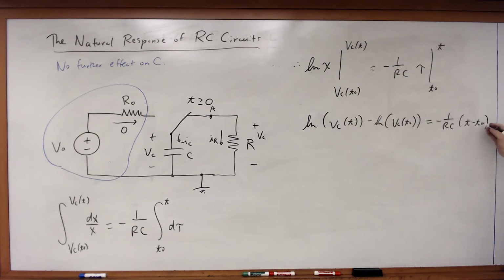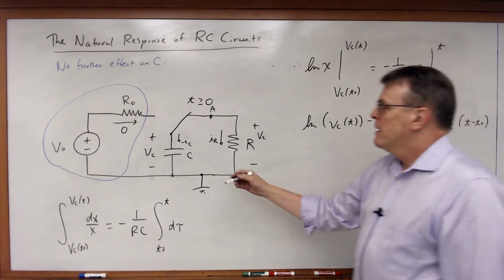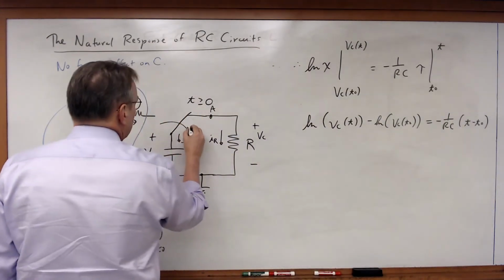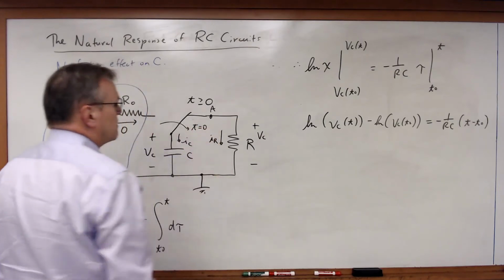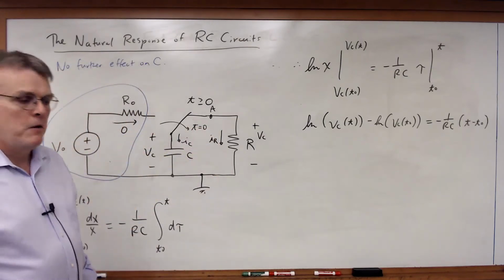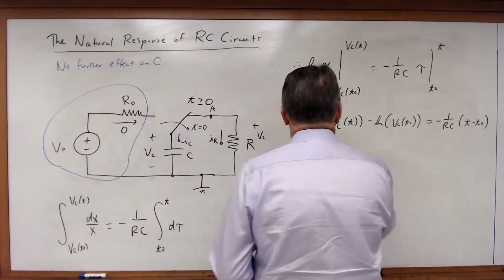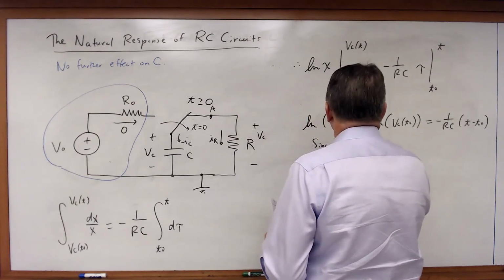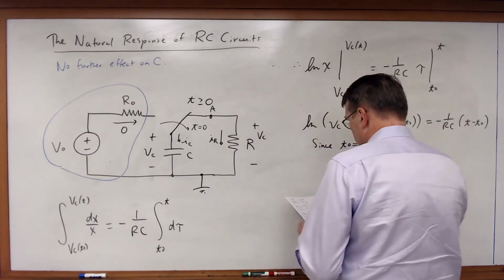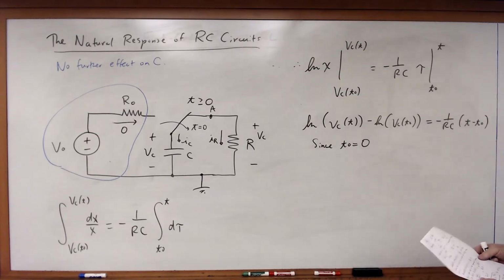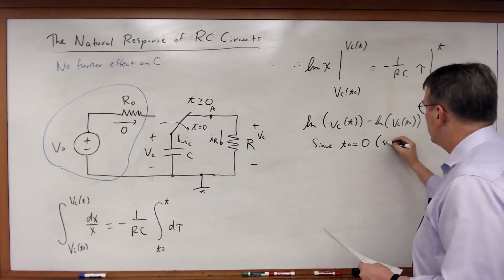Now at this point, t0 was the starting time for my integration, but as we've already said, these switching events are going to take place at time t equals 0 to make our math easier. So in this case, since t0 is equal to 0, in other words, that's when the switching event occurs.